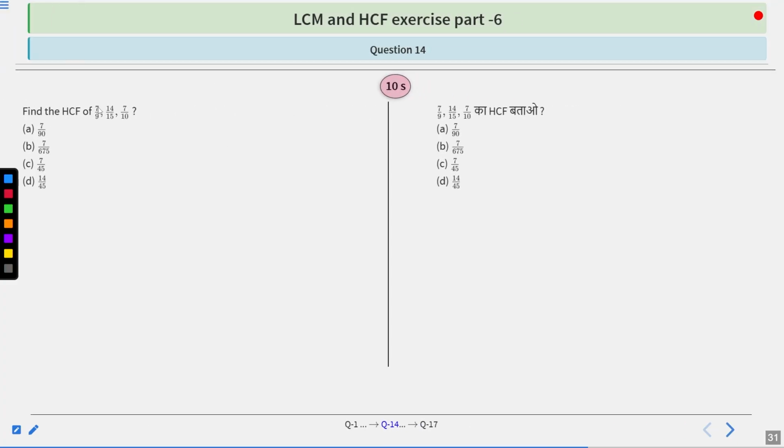Find the HCF of 7 upon 9, 14 upon 15 and 7 upon 10. Options are: option A, 7 upon 90; option number B, 7 upon 675; option number C, 7 upon 45; and option number D, 14 upon 45.